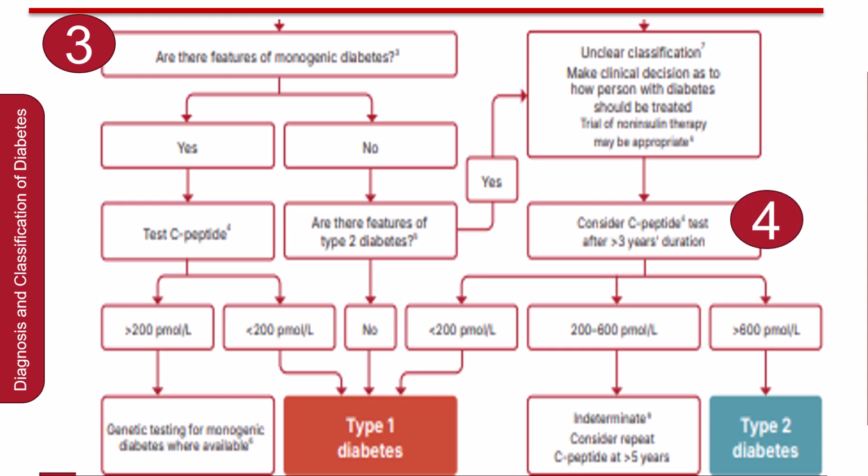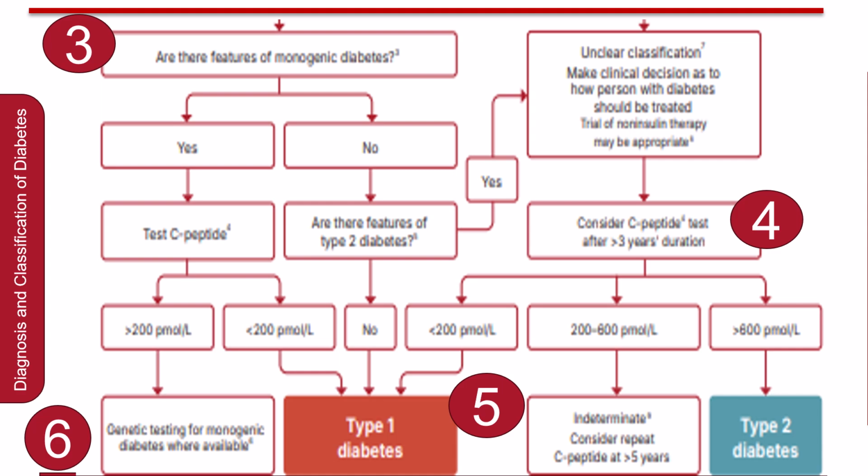Step 4. Consider testing C-peptide levels. If type 2 diabetes characteristics are present, conduct C-peptide testing after more than 3 years of diabetes duration. If type 2 diabetes characteristics are not present, conduct an immediate C-peptide test. Step 5. Classify based on C-peptide levels. If C-peptide levels are less than 200 picomoles per liter, classify as type 1 diabetes. If C-peptide levels are between 200 and 600 picomoles per liter, classification is indeterminate, and consider repeating C-peptide testing after 5 years. If C-peptide levels are greater than 600 picomoles per liter, classify as type 2 diabetes.